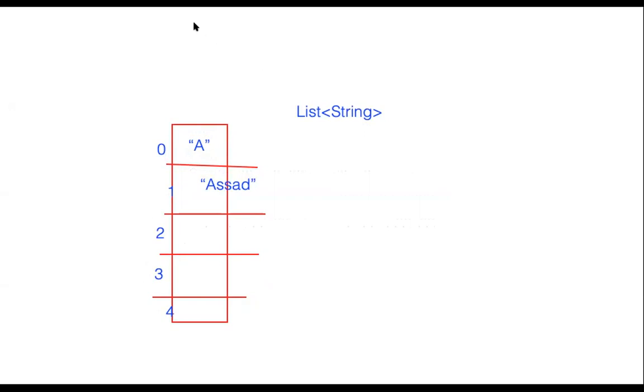Now, when I say list of web element, this simply means that inside each of these cells in this list, we have another object, and that object is of the type web element. So that is how it is organized. Inside each of these elements, I have a web element stored, and that web element in our case represents a product.